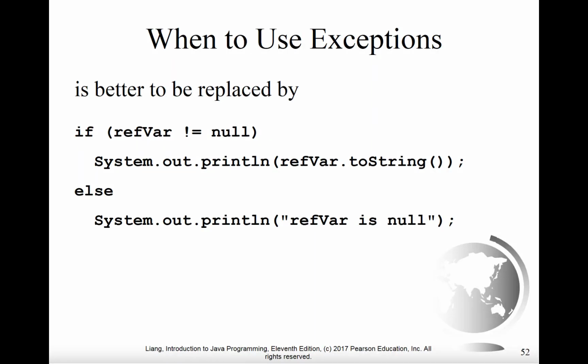So what you saw in the previous slide is better replaced by what we see here. You simply do an explicit check of refvar to see if it's null. And if it's not null, then you know it's safe to go ahead and use it in conjunction with the toString method and include that in a System.out.println. Otherwise, in other words, else, we know that we should just print an error message indicating that refvar is null rather than attempt to use it with the toString method. So although the try-catch block solution in the previous slide will work, this is a more appropriate solution because of the simplicity of the particular problem we're dealing with.